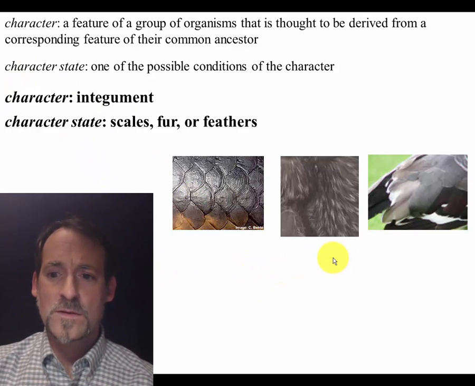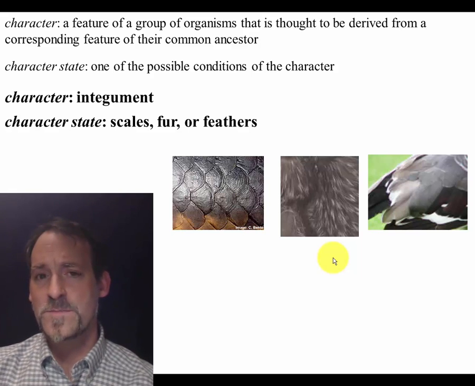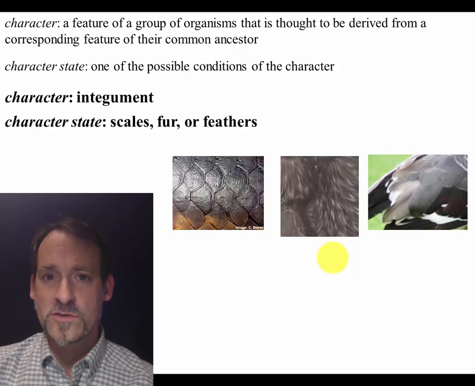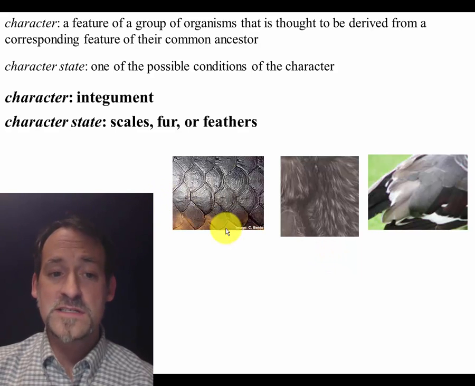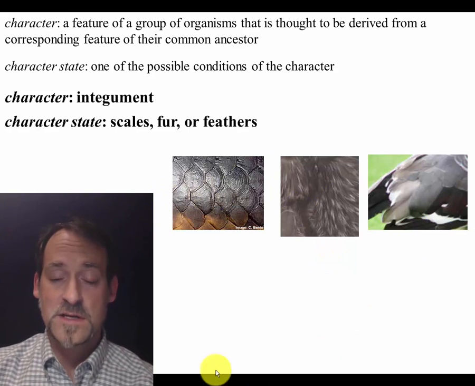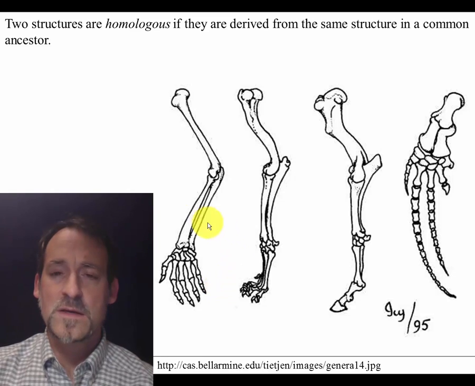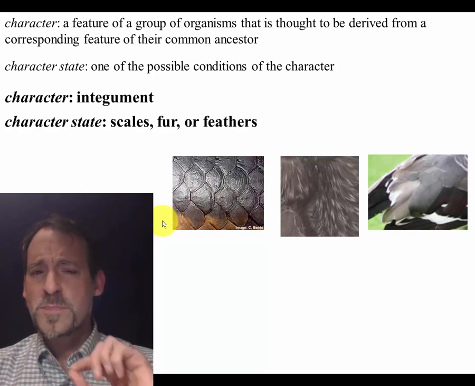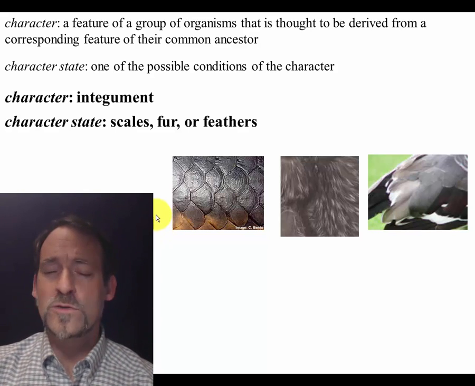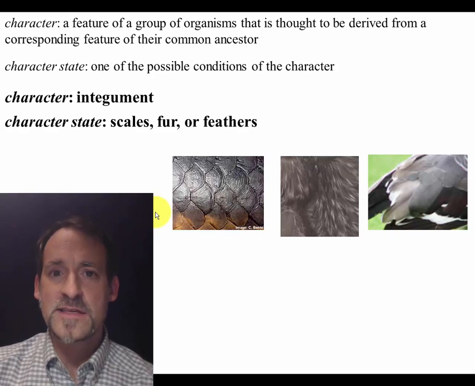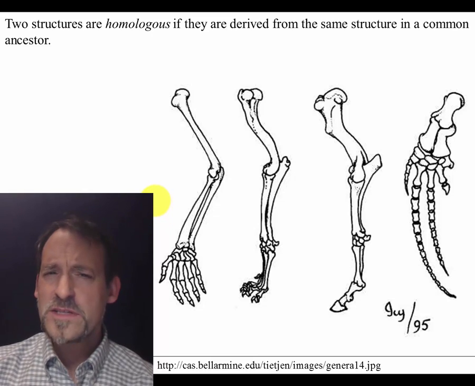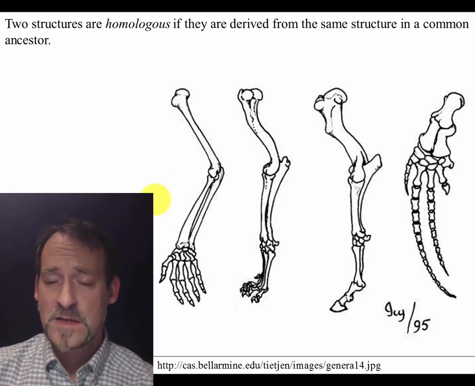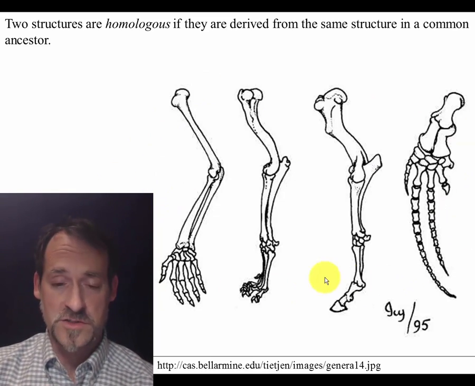So the problem that you get into is that when you look at a group of present-day organisms, you see different character states. You see, for example, some organisms have scales, some have fur, some have feathers. And what's important when you look at these character states is that these characters all be homologous. They all need to be derived from the same structure in a common ancestor.